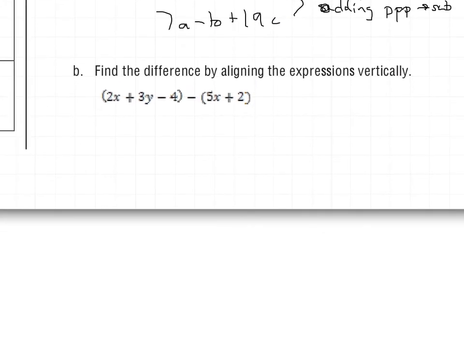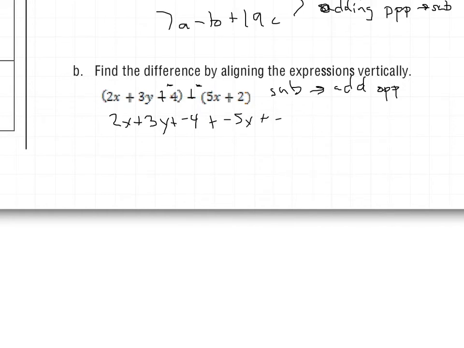So coming down here, same idea. If I want to jump through this, I need to change this. Our first thing, change subtraction to add the opposite. When we do that, we notice that this makes this the opposite of this sum. So when we rewrite that one, we can rewrite it as the sum of its opposites, 2x plus 3y plus negative 4 plus negative 5x plus negative 2.